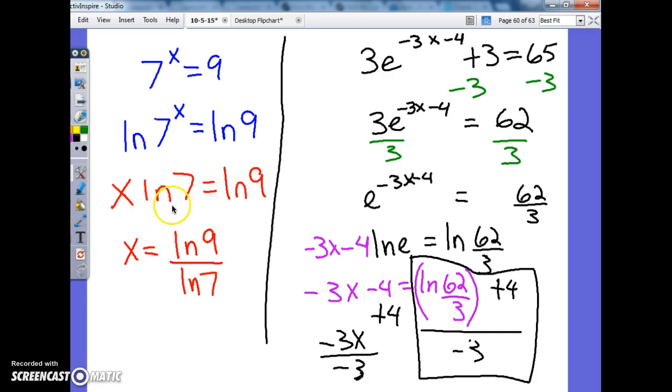So I divided both sides. I get rid of this multiplication with division. I divide both sides by log of 7. x equals log of 9 over log of 7. And that's a calculator exercise. You come up with a number, okay?